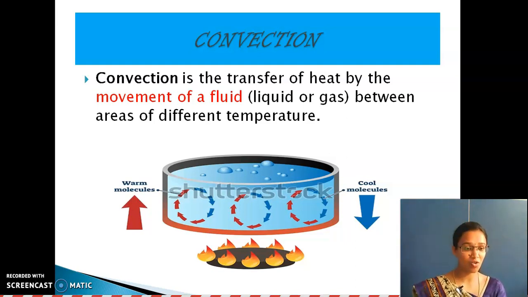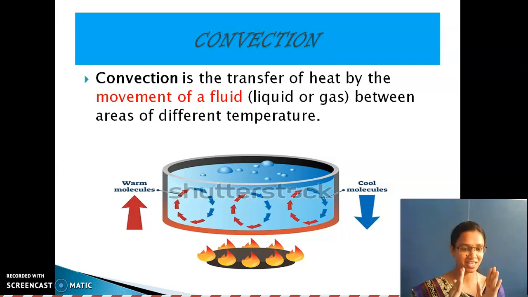This method of heat transfer is called convection, the movement of a fluid. Here the molecules move, but in solids they do not move. Only heat is transferred there, but here the molecules are transferred from place to place. So this type of heat transfer is called convection.